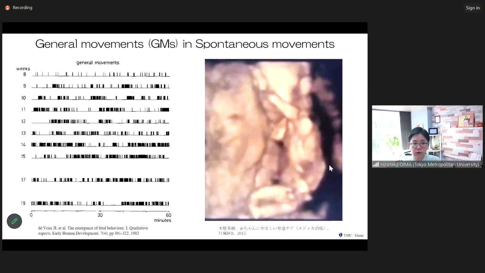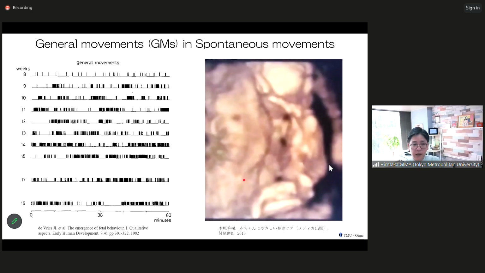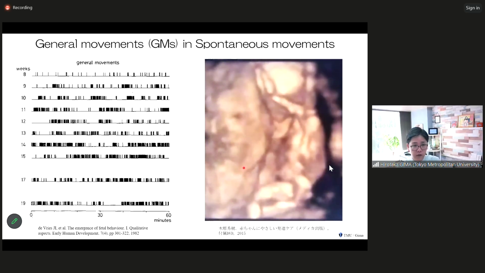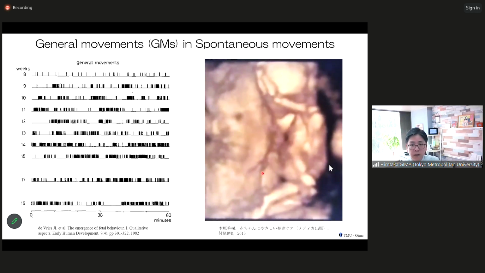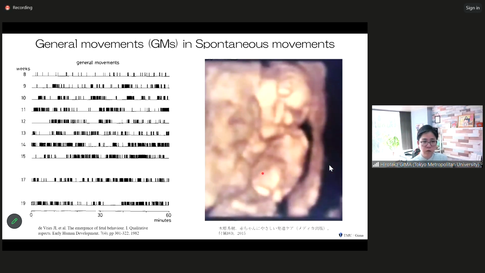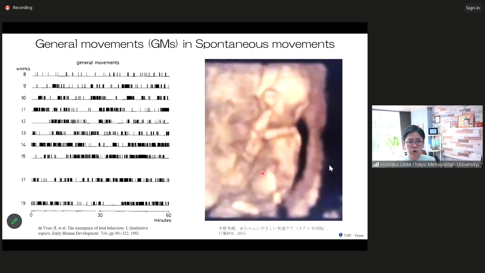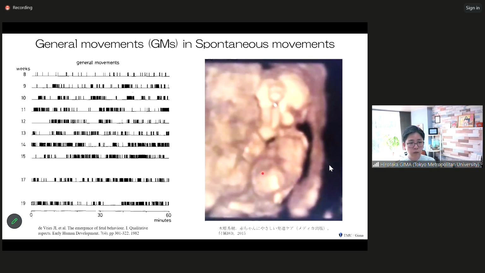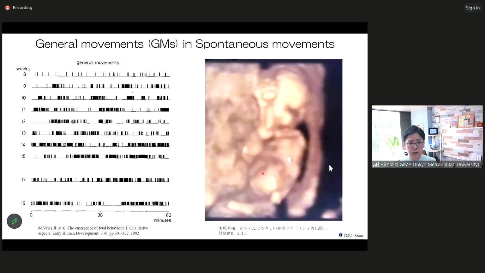The right side of the slide shows a fetus at 14 weeks gestation. GMs are complex movements that actively move the whole body as shown by this fetus. It is thought that humans acquire sensory motor experience necessary for motor and cognitive development from the early fetal period by spontaneous movements such as GMs.